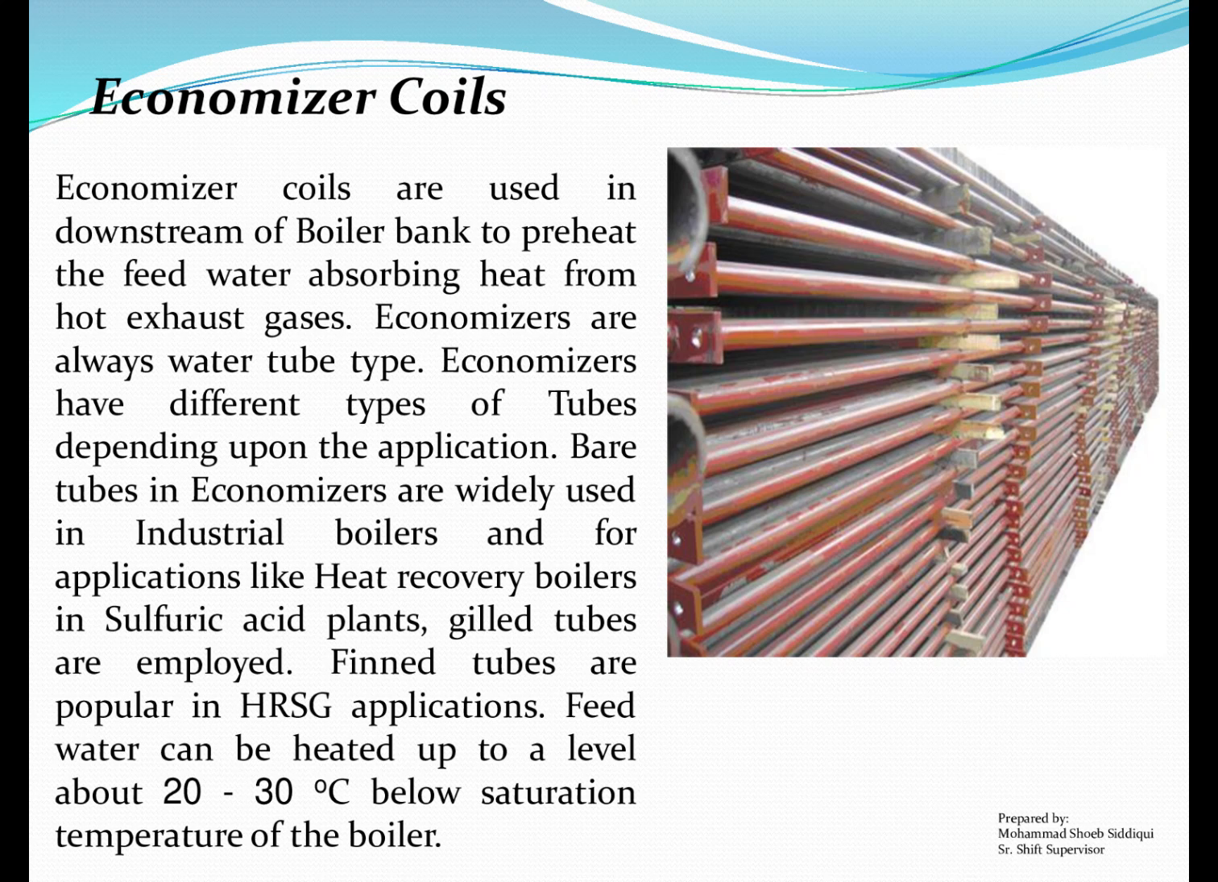Bare tubes in economizers are widely used in industrial boilers and for applications like heat recovery boilers in sulfuric acid plants. Gilled tubes are also employed. Fin tubes are popular in HRSG applications. Feed water can be heated up to a level about 20 to 30 degrees Celsius below the saturation temperature of the boiler.